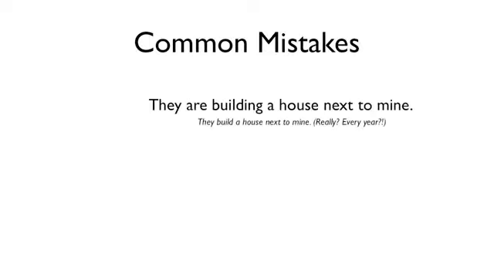Let's look at another example. They build a house next to mine. Do they really? Every month? Every year? Regularly? It doesn't make sense. You're referring to something that's just happening now, and it will end sooner or later. So, once again, we need the present continuous. They are building a house next to mine.